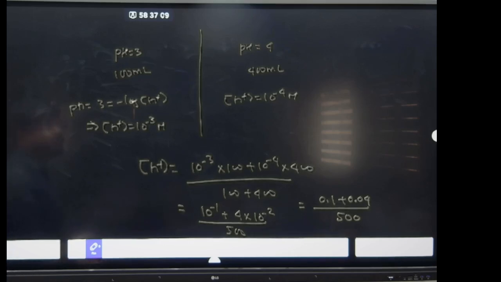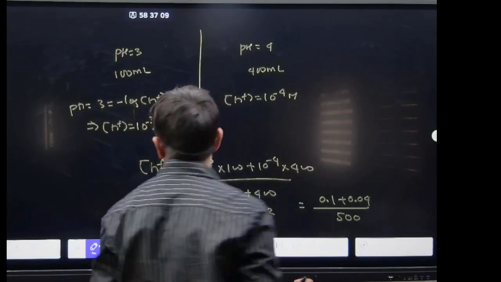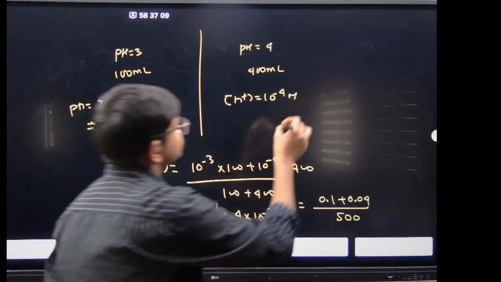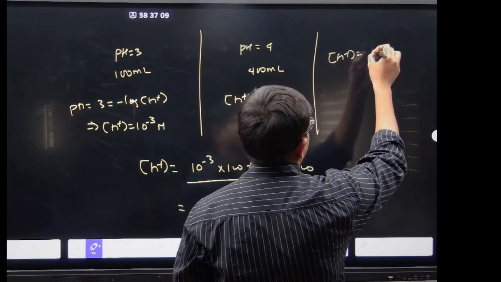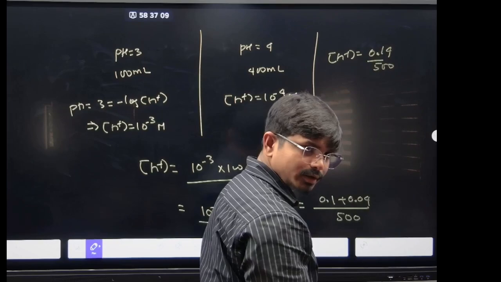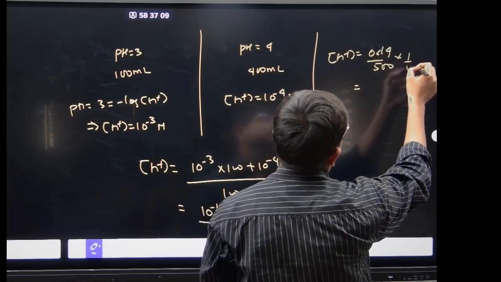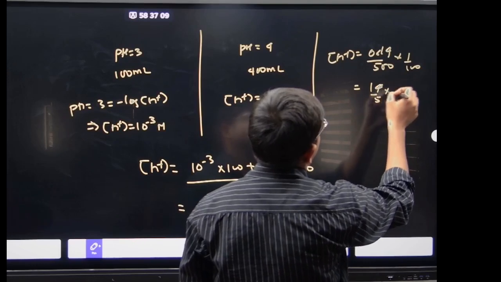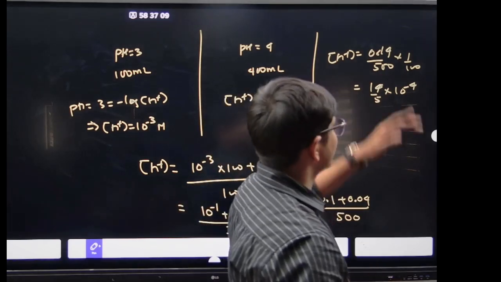10 to the power minus 1, 10 to the power minus 2. So it will be 0.04, and this will be 0.1. Clear till here? Which implies it will be 0.14 divided by 500. Got it? Which is equal to what? You can write it as 14/5 into 10 to the power minus 4. Clear? The value will come.